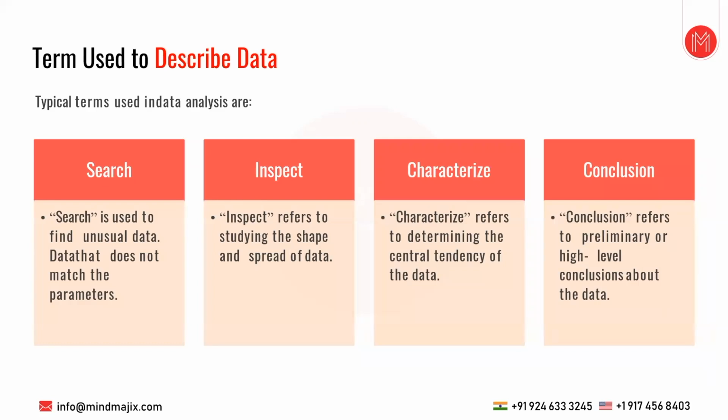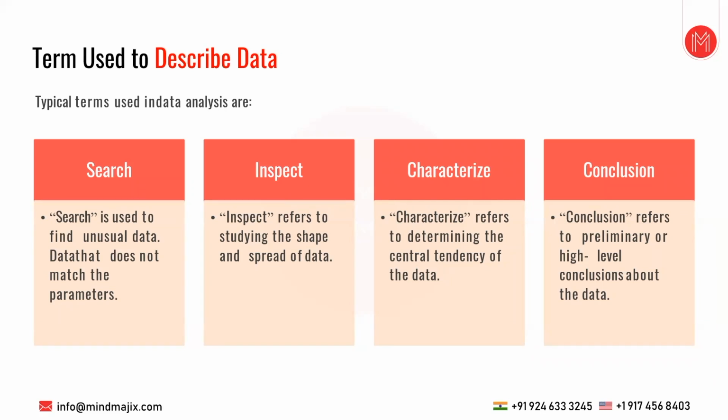Let's talk about terms used to describe data. Typical terms used in data analysis are search, inspect, characterize, and conclusion. So let's talk about this. First of all, search is used to find the unusual data, like data that does not match the parameters. So that's why we are using search. Search is one type of typical term.